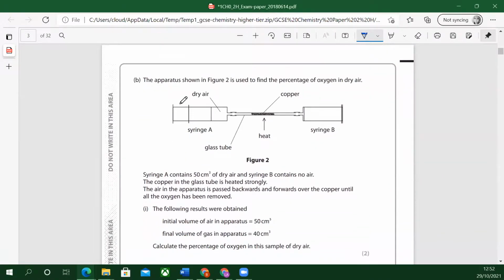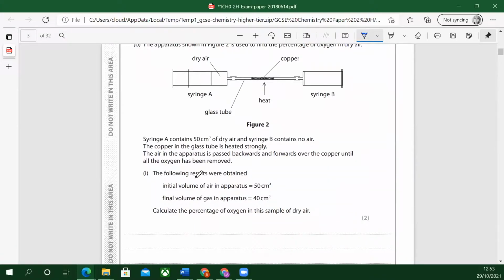The apparatus shown in figure 2 is used to find the percentage of oxygen in dry air. Syringe A, syringe B, the 2 syringes, a glass tube connecting them, copper in the middle, and heat. This is dry air, so it hasn't got any water vapor in it. Syringe A contains 50 centimeters cubed of dry air, and syringe B contains no air. The copper in the glass tube is heated strongly. The air in the apparatus is passed backwards and forwards over the copper until all the oxygen has been removed. So it's reacting with that copper.